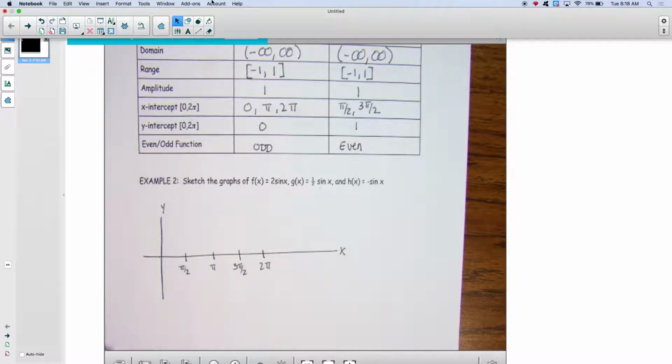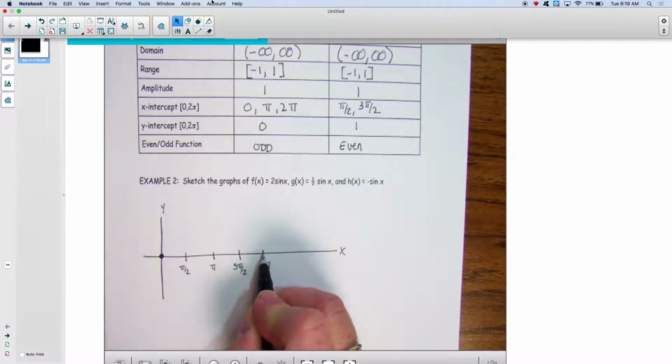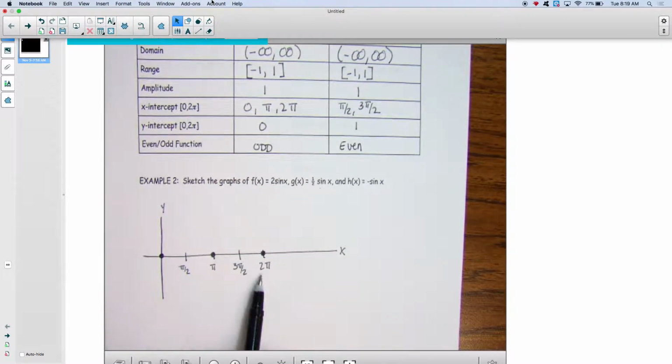Because the graphs that I gave you are for the 6 trig functions. There should be 6 of them there. There's 6 of them. All right. So where does the sine graph start? 0. And where does it end? Starts at 0, 0. It ends at 2 pi. So its x-intercepts are at 0, pi, and 2 pi.